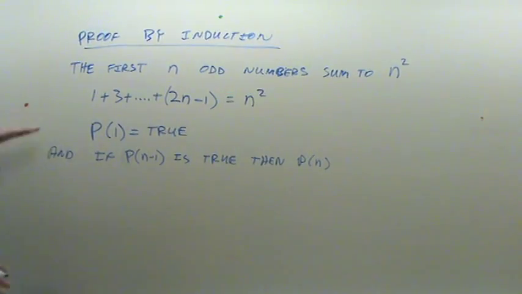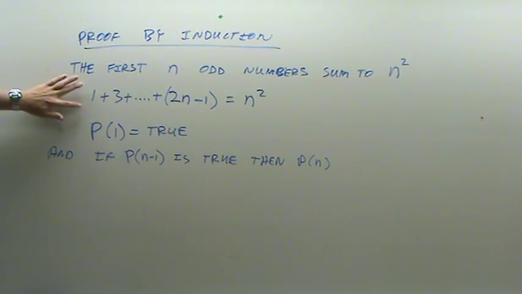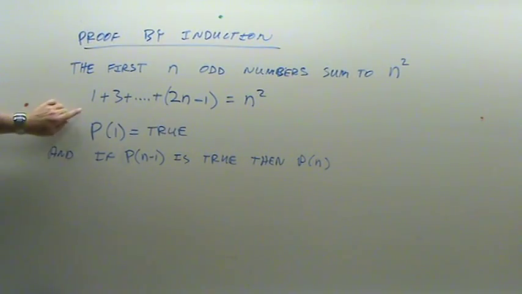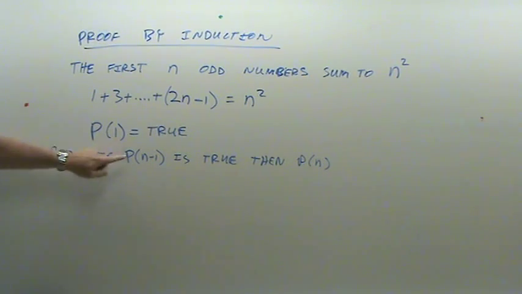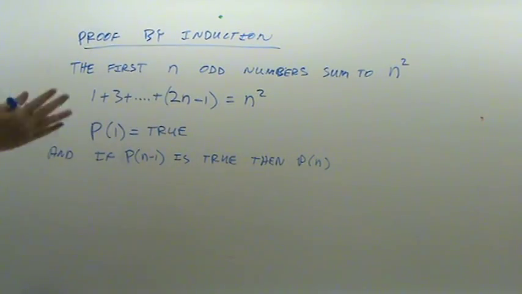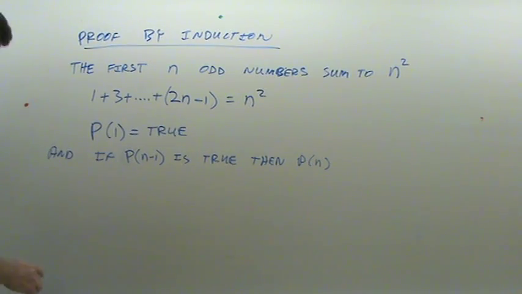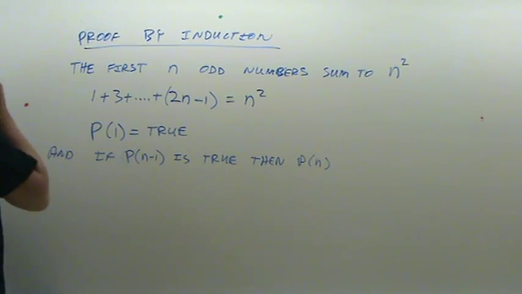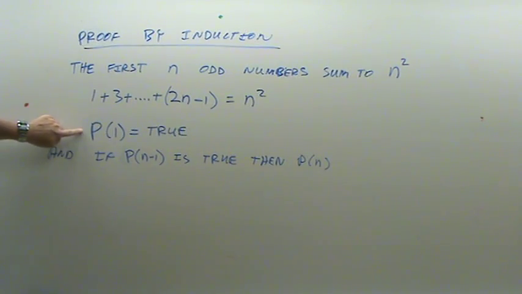If you can show that this pattern is true for the number 1, and then show that if it's true for any number, it's also true for the very next number, and that's true for all numbers, then we've actually shown it's true for all of them. This is called doing a proof by induction. So first of all, we ask ourselves, is it true for 1?